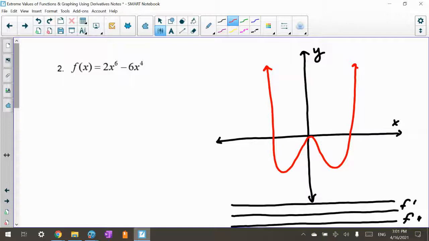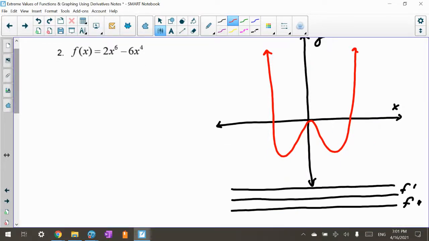All right, this video is for my Calculus 1 class. This is number 2 on our inflection points and curve sketching lab. So here I have another polynomial, f of x equals 2x to the 6th minus 6x to the 4th. And I did a little sketch over here. I kind of set everything up.